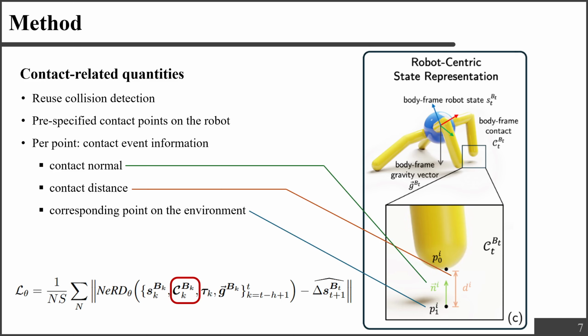So, how does NERD include contact? It uses collision detection to build contact-related quantities. The robot has a set of pre-specified contact points. For each point, the simulator provides geometric contact information. This includes the contact normal, the contact distance, and the matching point on the environment. The distance convention is important. If the distance is zero or negative, that indicates collision.